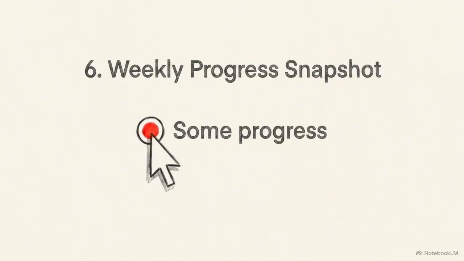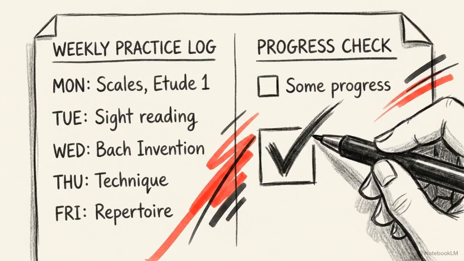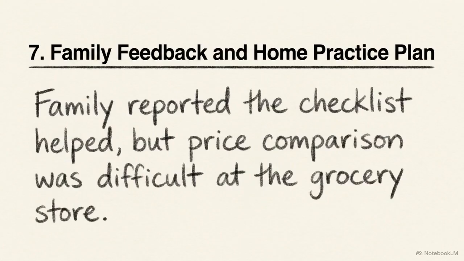At the end of the week, you will fill out Section 6, the weekly progress snapshot. Select the overall progress level based solely on the objective evidence you just logged. Next, capture family feedback in Section 7. This ensures the home routine and the parents' direct observations remain at the center of the plan.